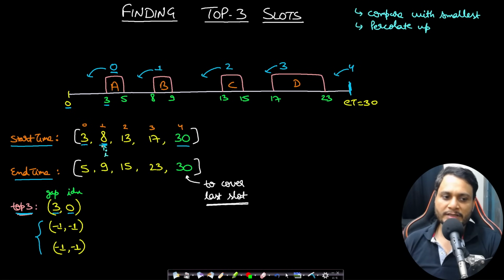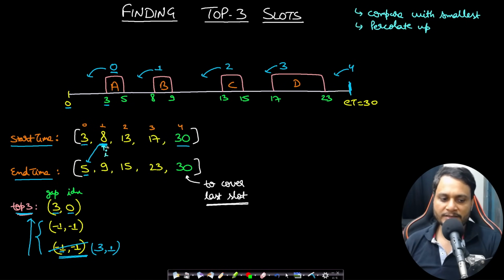Now try to see the first slot, the index number 1. In this case, the slot size will be the start time at I minus the end time at I minus 1. So 8 minus 5 is 3. So the slot size is 3. Now you will be comparing this with the top 3, and the best option to compare is the smallest option, which is the third ranked item. So I'll be checking it with minus 1. If this 3 is greater than minus 1, then I will be overwriting this to 3 and the index will be put as 1.